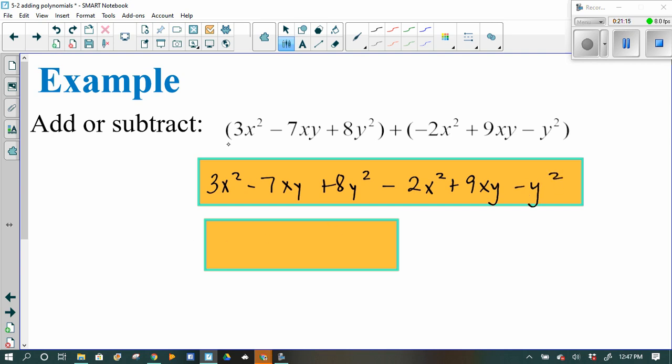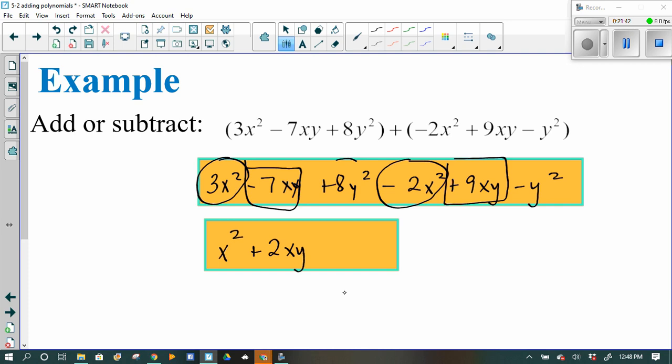Take inventory of what you have. I have a 3x squared, and a negative 2x squared. So 3 minus 2 is 1. Now I've got a negative 7xy and a positive 9xy. So negative 7 plus 9 is 2xy.